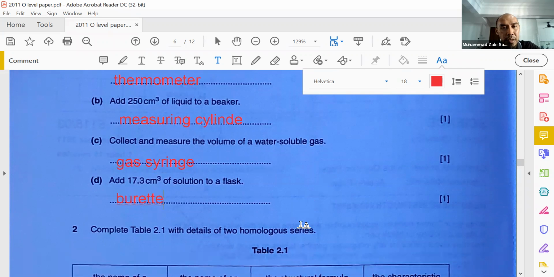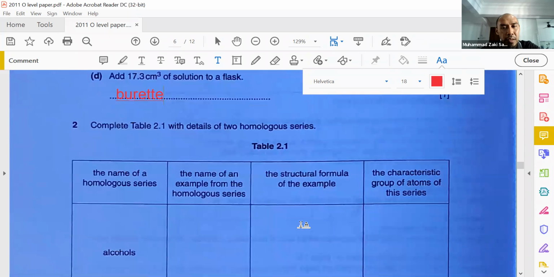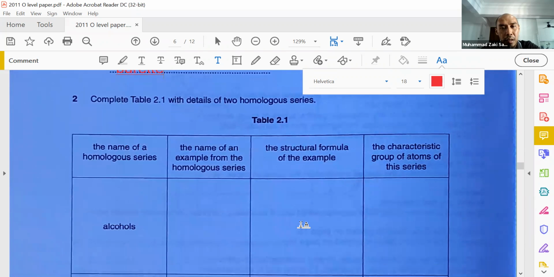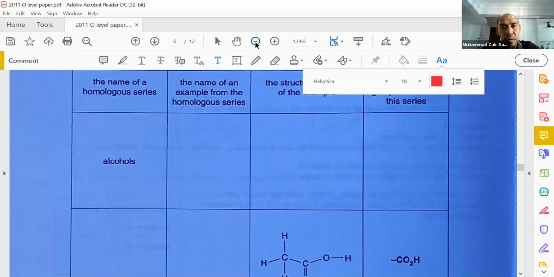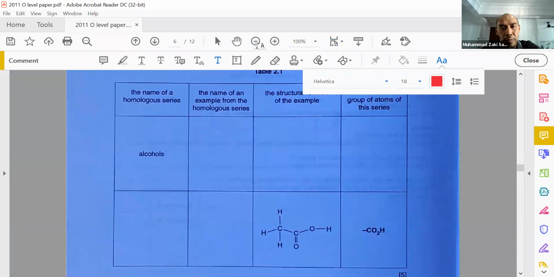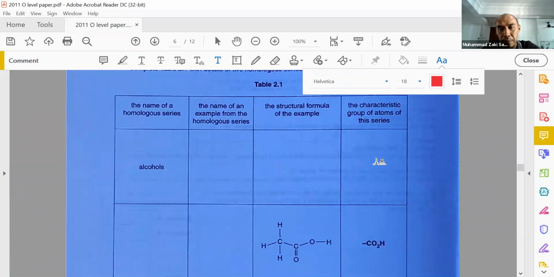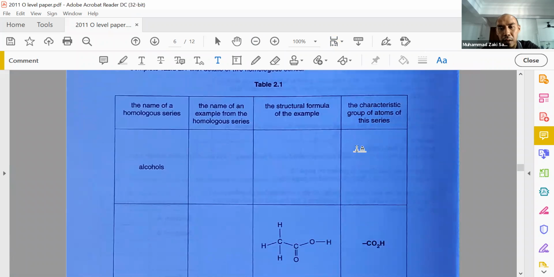Okay, next question. This question should be easy. It is about alcohols and carboxylic acid. Let me zoom first. For alcohol, you are supposed to name an example of the homologous series, give the structural formula of the example, and name the functional group. Although the words here look like a lot, don't worry about it. Just look at the examples and you can figure it out. For an example of the homologous series alcohol, maybe the simple one, you can write ethanol. You can write methanol also, fine.